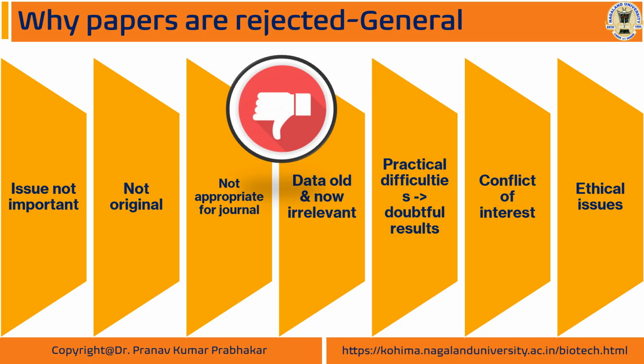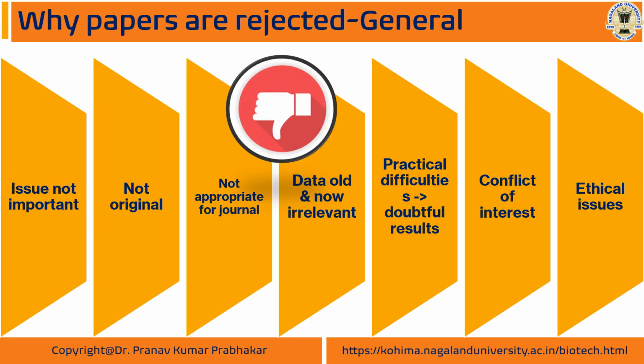I have written it. The first one is the issue is not very important. It means the research question or the problem you addressed in your paper lacks significance or impact in the field. Journals prefer studies that solve a pressing or important issue, open a new avenue, or contribute meaningfully to the ongoing scientific discourse. Then only it will be accepted, otherwise it will be rejected. For that reason we normally do the literature search, literature review.